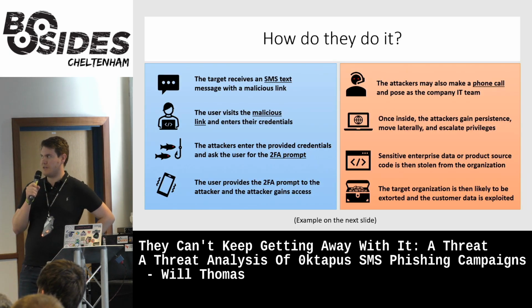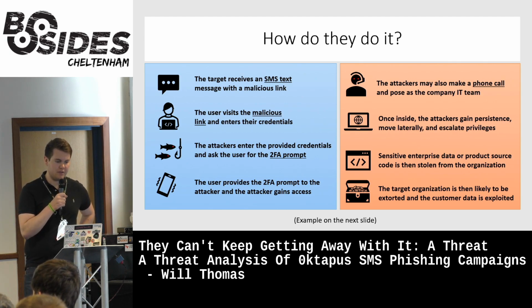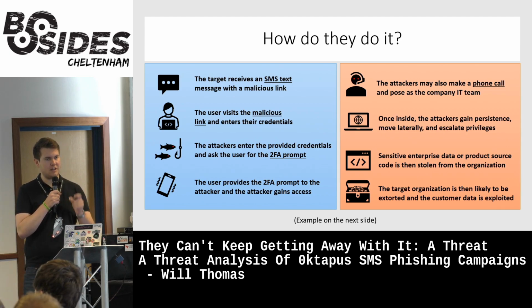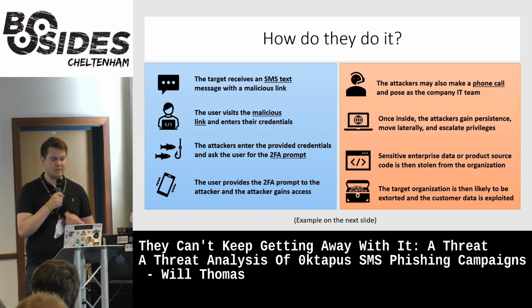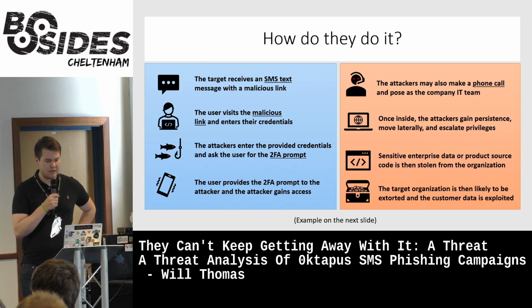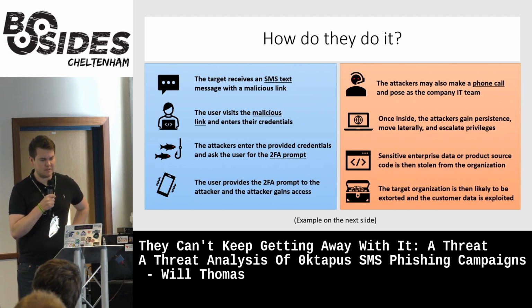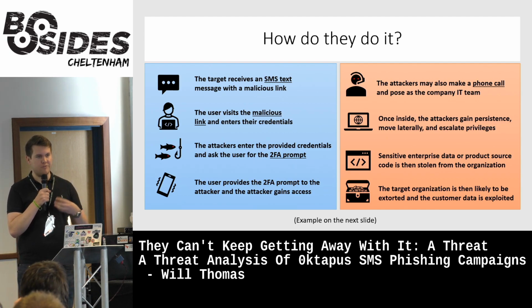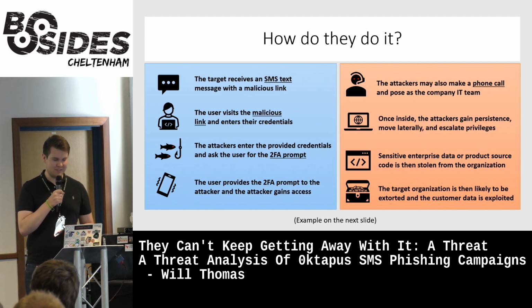So how do they do it? Here is a brief summary of how these campaigns start and how they finish. They often start with an SMS text that contains a malicious link. The user clicks it, they enter their credentials, then they provide the threat actor a 2FA prompt, and then the threat actor logs in with those credentials and performs additional follow-up post-compromise tactics and techniques. However, if the target of the SMS text doesn't immediately enter their credentials, the threat actors are known to actually call that victim, pretending to be the company's IT team, and try to guide them into providing access as well. They've been on the phone for up to an hour sometimes trying to convince employees to give them access.